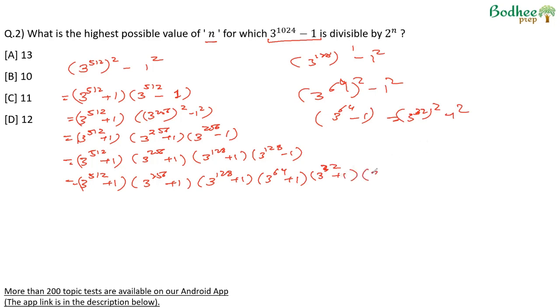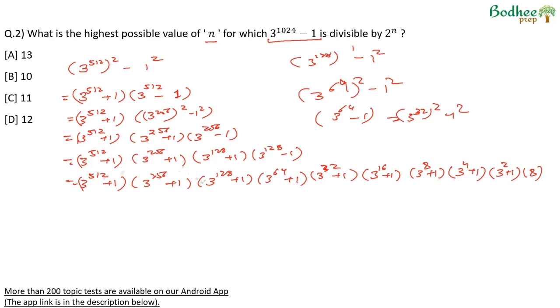3 raised to power 32 minus 1 will be 3 raised to power 16 plus 1 into 3 raised to power 16 minus 1. 3 raised to power 16 minus 1 becomes 3 raised to power 8 plus 1 into 3 raised to power 8 minus 1, which becomes 3 raised to power 4 plus 1 into 3 raised to power 4 minus 1, which becomes 3 square plus 1 into 3 square minus 1, which is 8.